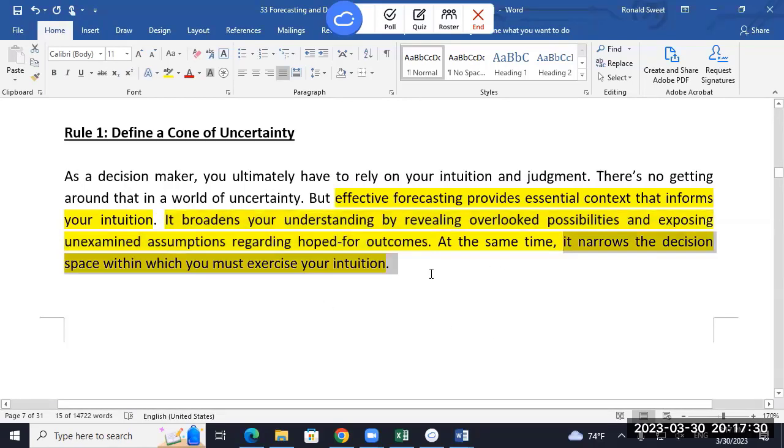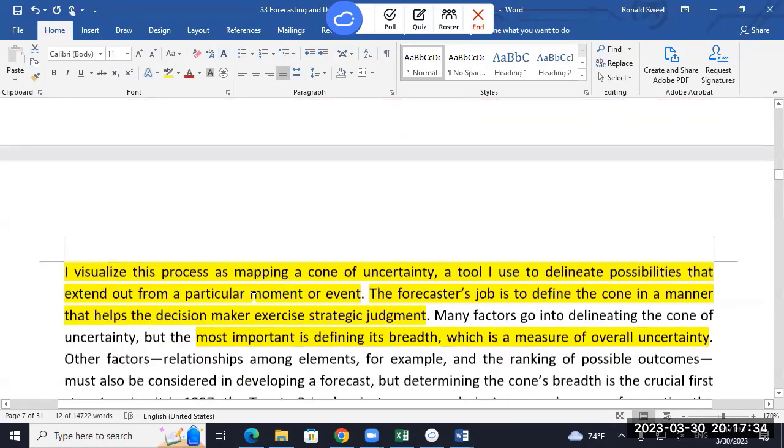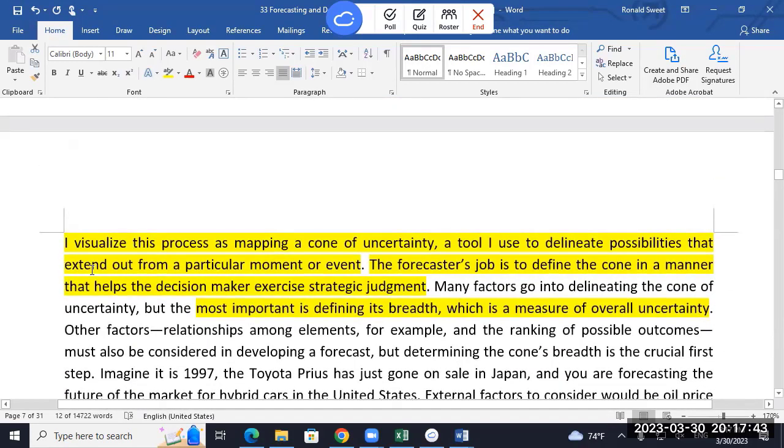But the forecast also limits your choices. So it should put some constraints on what decisions you can make. So he calls it mapping a cone of uncertainty. Delineate possibilities that extend out from a particular moment or event. The forecaster's job is to define the cone in a manner that helps the decision maker exercise strategic judgment. That's a really important sentence.